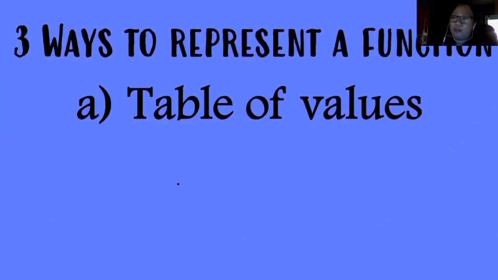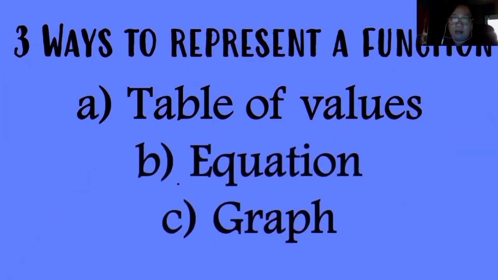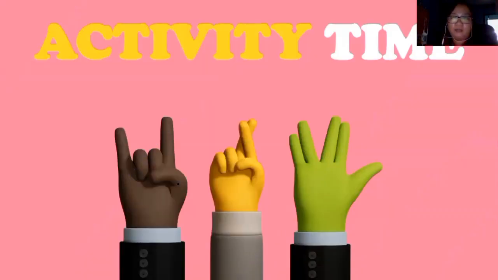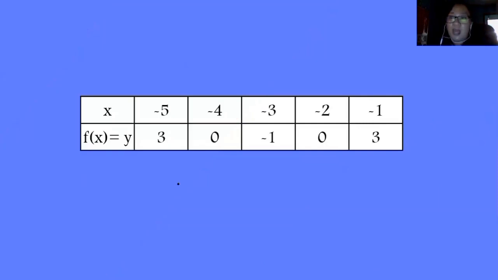3 ways to represent a function. First is by table of values. Second is by an equation. And third is by a graph. So we have here the table of values. A table of values is a table of the values of x and y. So we have here the x and y.